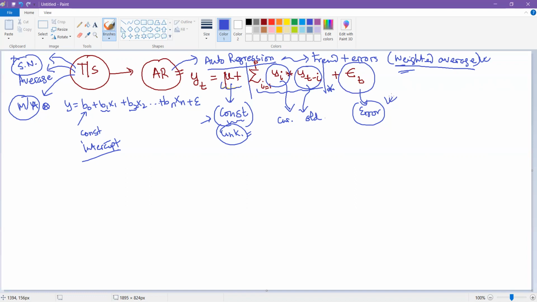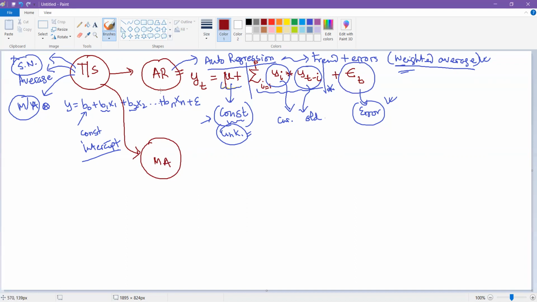Now there is a very important mathematical expression. And the second mathematical expression that we need to know is that of the moving averages. Let's try to define what is going to be the mathematical representation of moving average, right?